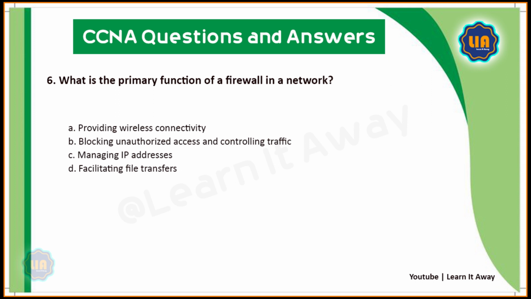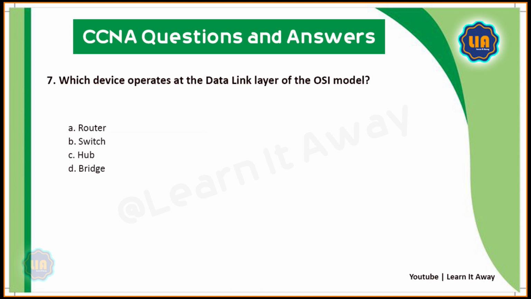A. Providing wireless connectivity. B. Blocking unauthorized access and controlling traffic. C. Managing IP addresses. D. Facilitating file transfers. Answer: B. Blocking unauthorized access and controlling traffic. 7. Which device operates at the data link layer of the OSI model?